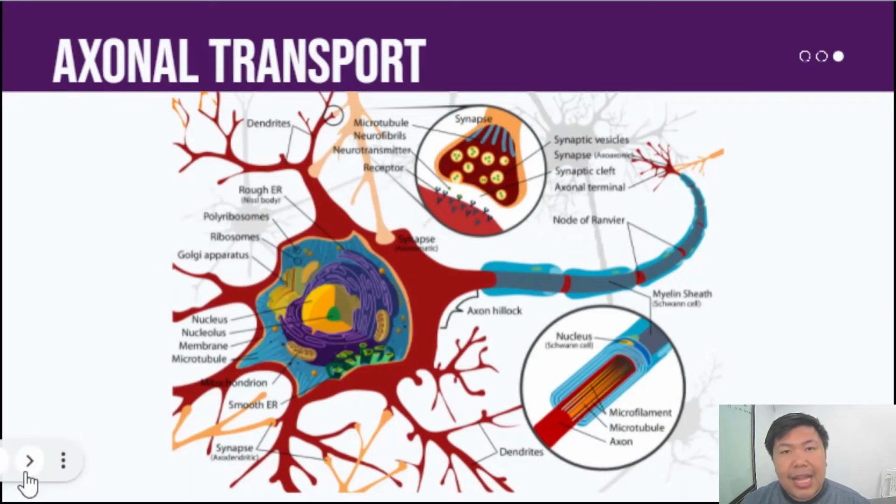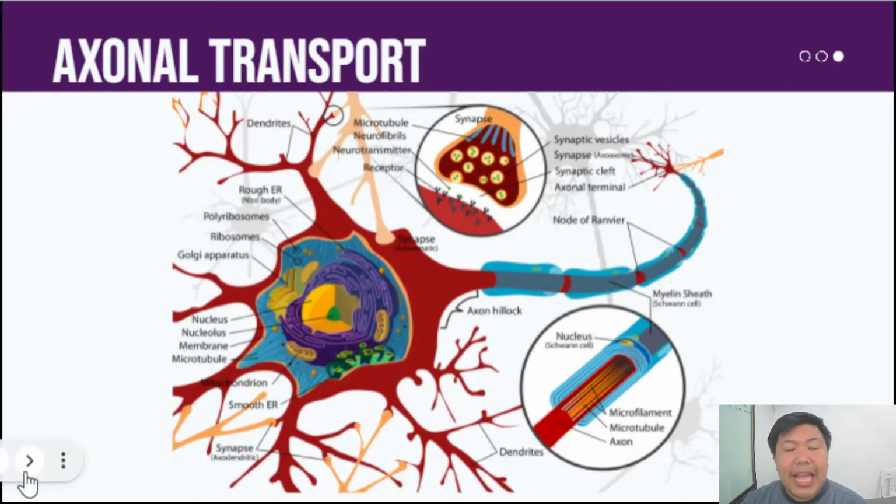So right now, our baseline knowledge about the axon is that it has the ability to transmit signals from the cell soma, from the cell body or soma, away, no, papunta sa ibang mga nerves. But when we say axonal transport, it is the transport of substances, including ions, nutrients, and organelles from the cell body to the axon terminal or from the axon terminal to the cell body.